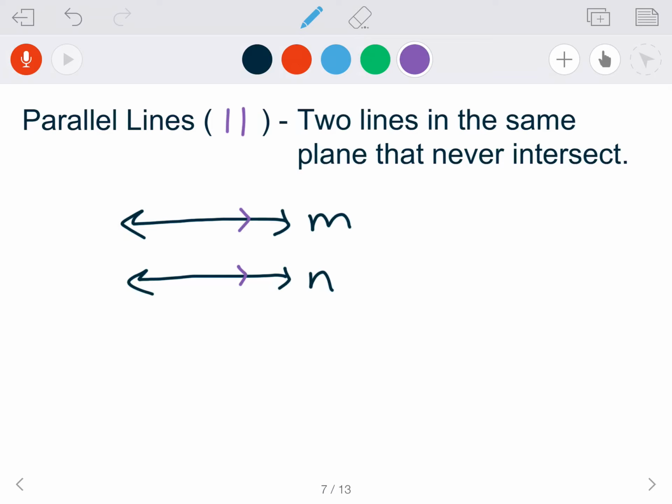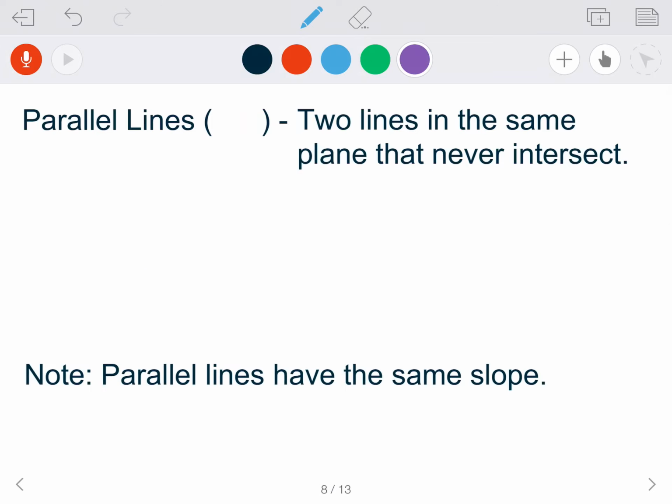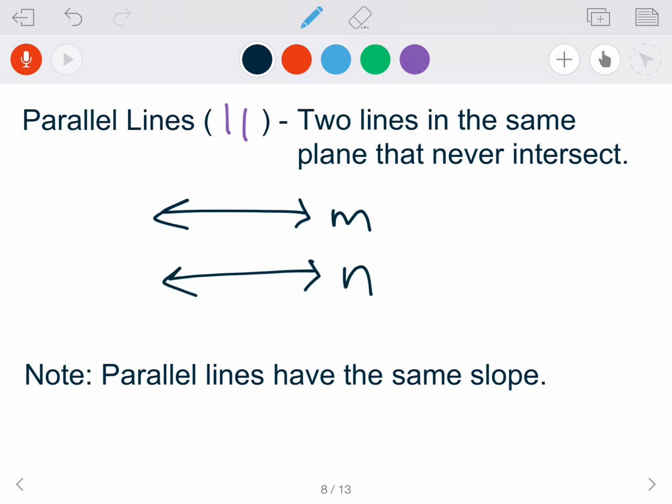Okay, quick note, parallel lines have the same slope. So if we look again at lines M and N, as we said before, these lines will never cross, they will never intersect, and they will always have the same slope as each other. And they don't always have to be horizontal or vertical, not perfectly. They could look like this, or any variation. Okay, so let me undo that.